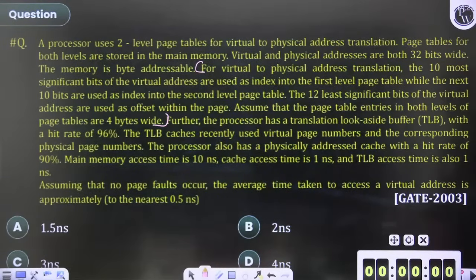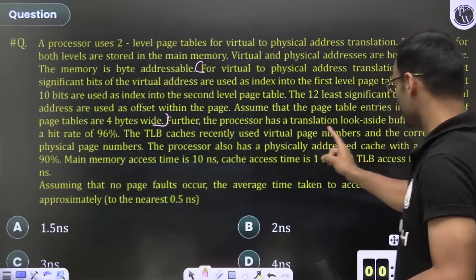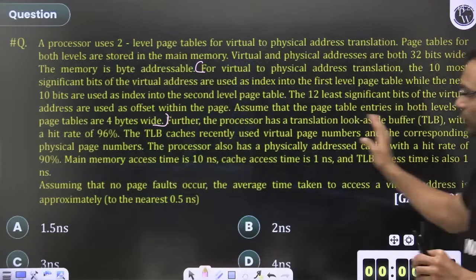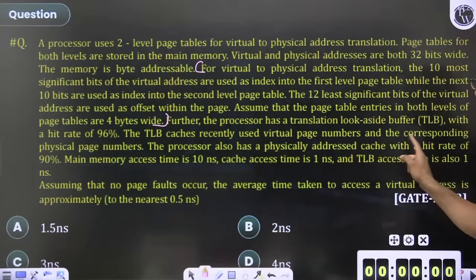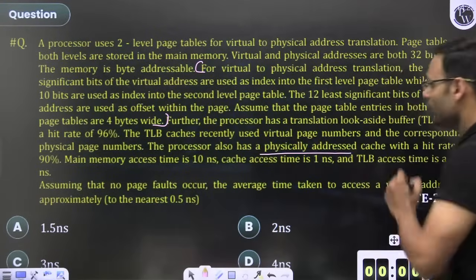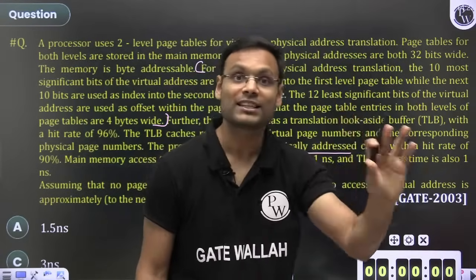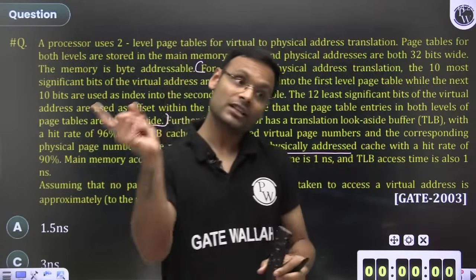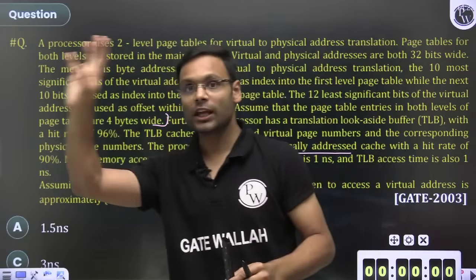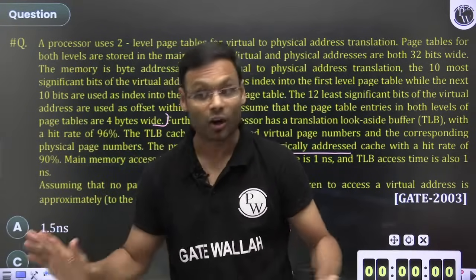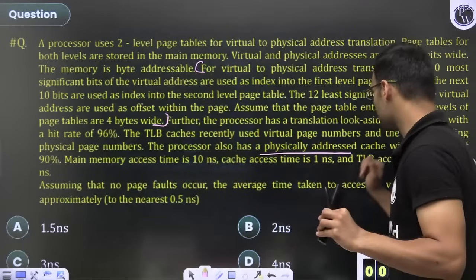Further, the processor has a TLB with a hit rate of 96%. The TLB caches recently used virtual page numbers and corresponding physical frame numbers. The processor also has a physically addressed cache. What does it mean? Physically addressed cache means the cache memory you can access only using a physical address. So first you translate your logical address into a physical address. Once you get the physical address, then only you can access the cache memory, otherwise not. So for page table access, you cannot access the physically addressed cache.